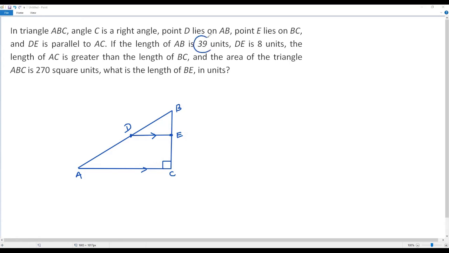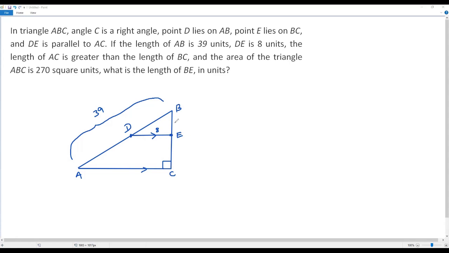The length of AB is 39 units. Okay, here I have the line segment AB. Its length is 39 units. And DE is 8 units. DE is over here. Its length is 8 units. The length of AC is greater than the length of BC. And the area of the triangle ABC over here is 270 square units. What is the length of BE in units? We have to get the length of this line segment BE over here.